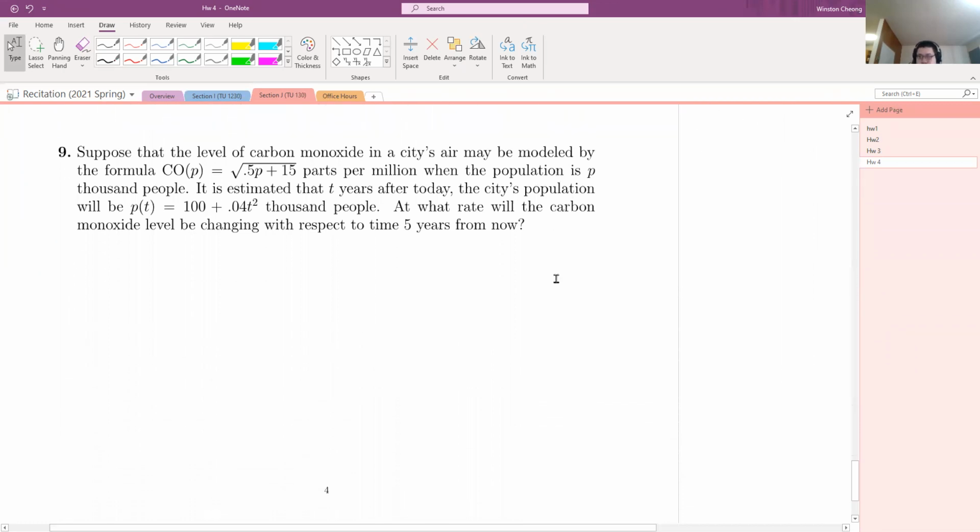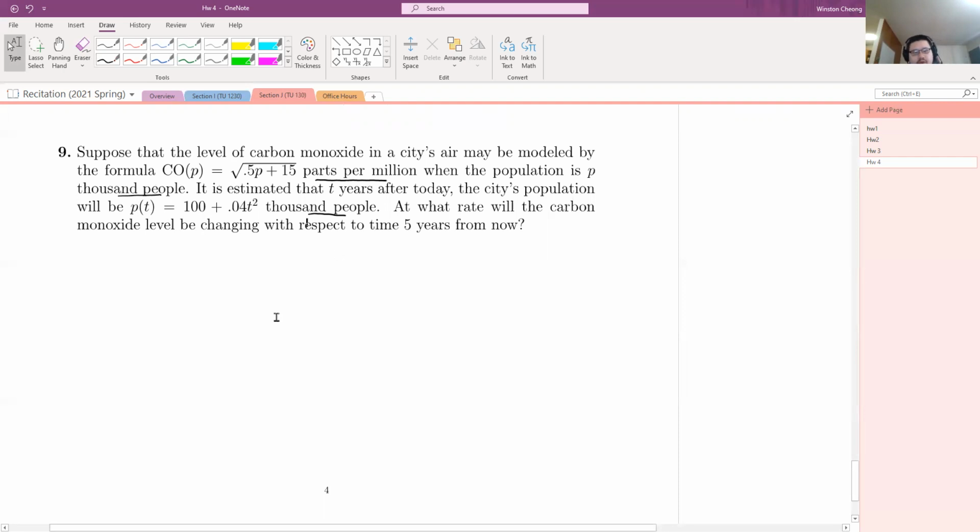So number 9 is our last problem. Early on time, actually. Right, so this one is maybe the more involved problem. There's a lot of words and the units are a little bit strange, thousands of people, parts per million. But the one useful thing to check here is that you can just compose this carbon monoxide function with this population function. You don't have to do any conversions. That is true because the carbon monoxide function wants the input to be in thousands of people, and the population function outputs in thousands of people. So we can just plug one into the other without worry.